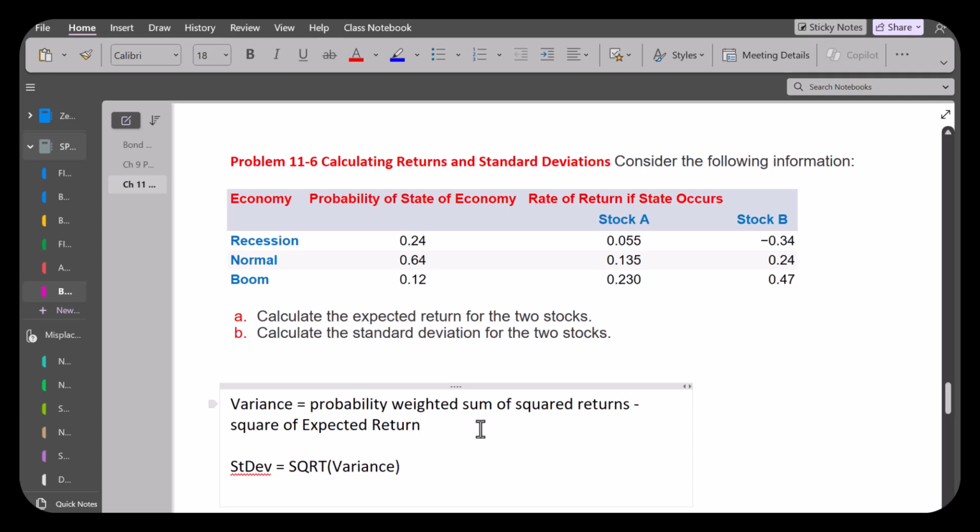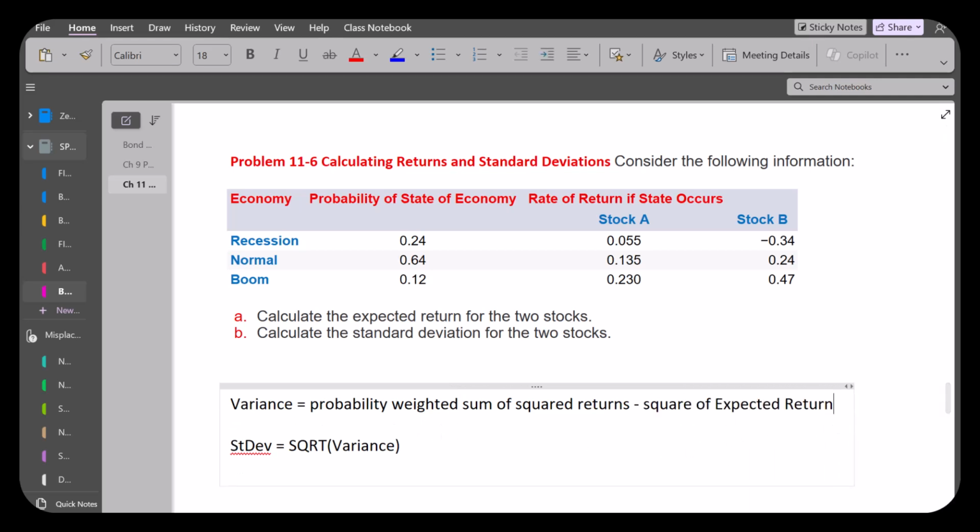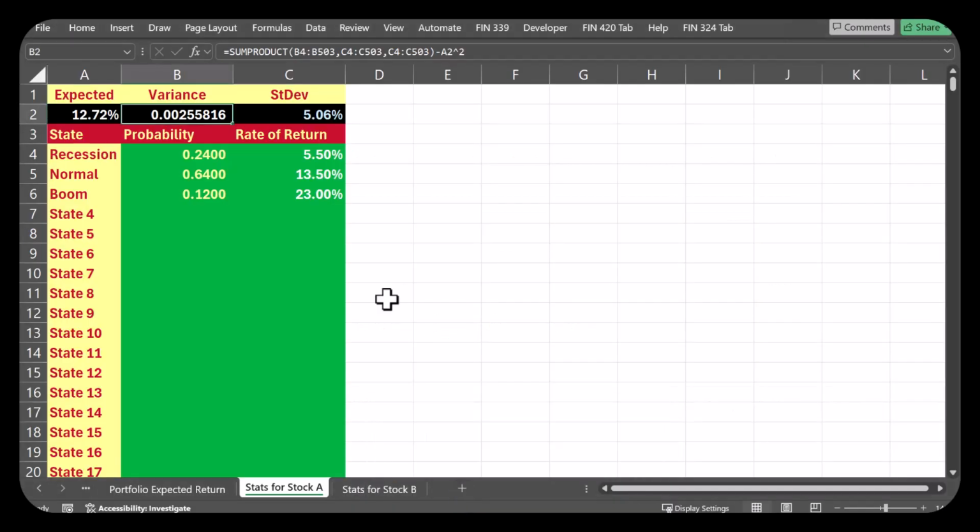You can also think of variance as the probability weighted sum of squared deviations from the expected return, but we just happen to know that this identity applies, which allows us to easily calculate that in Excel. And the formula is I do sumproduct of probabilities with the rates of return twice, which means I'm squaring them. Then I deduct the square of the expected value. Given the variance I have, calculating standard deviation is not a problem.